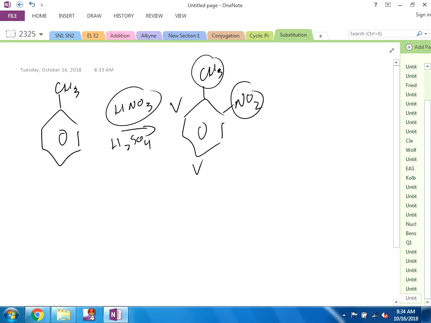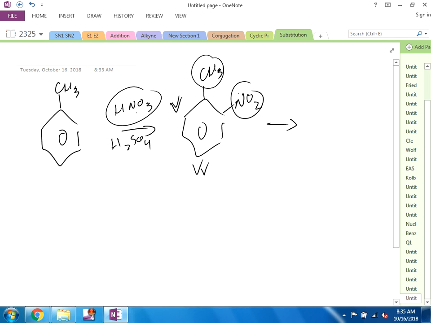Okay, the nitro group is also a what? Well, now it's a meta director, right? It's got a positive charge on there, right? Very nicely, the nitro group also votes to put things in the same position because the nitro group is a meta director and those are the meta positions.